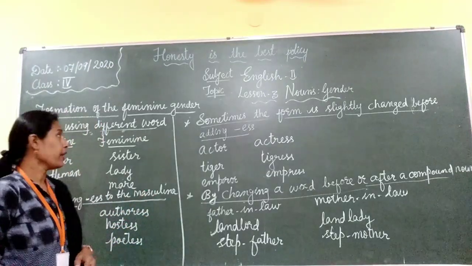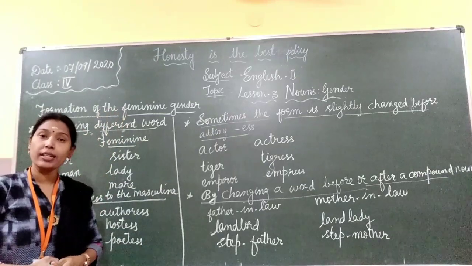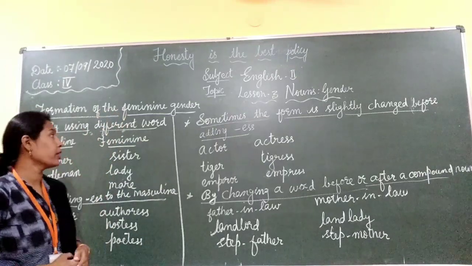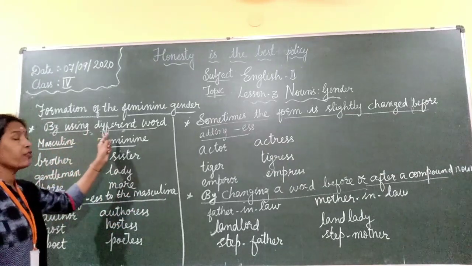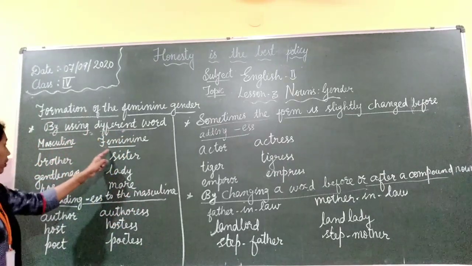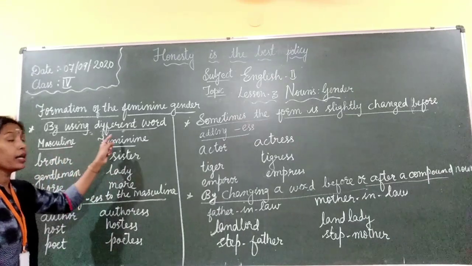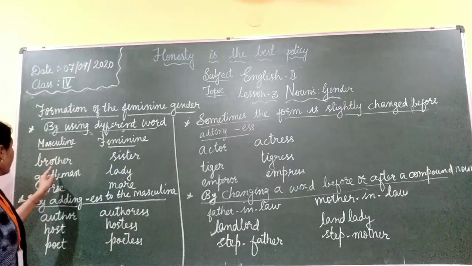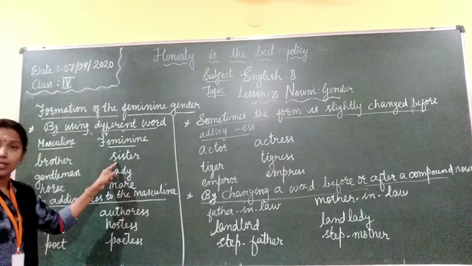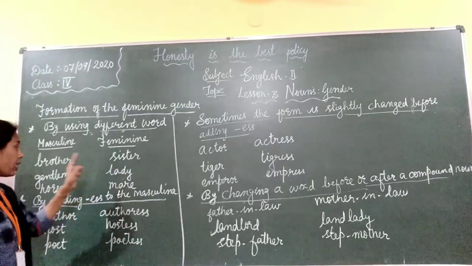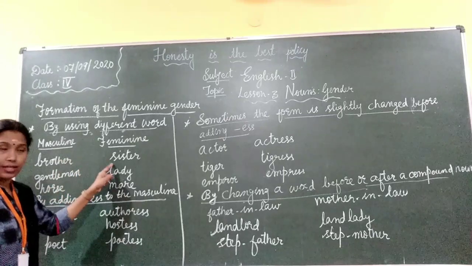So children, next, formation of the feminine gender. The masculine gender can be changed to feminine gender in the following ways. Okay, first is by using a different word. Masculine is brother and the feminine is sister. It's a different word, right? Brother, masculine; sister, feminine.